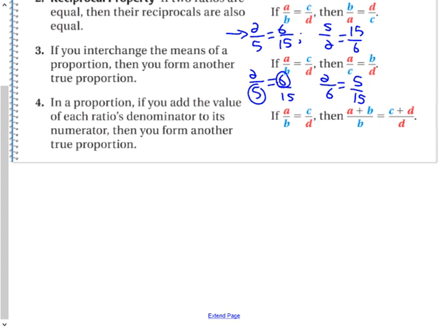Last one: in a proportion, if you add the value of each ratio's denominator to its numerator, then you form a true proportion. So this one is going to be, again, let's do it one more time with our numbers.